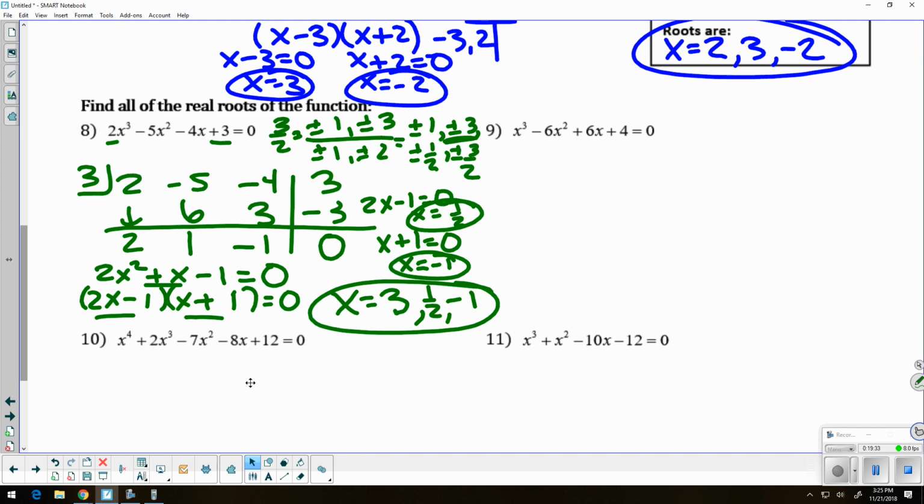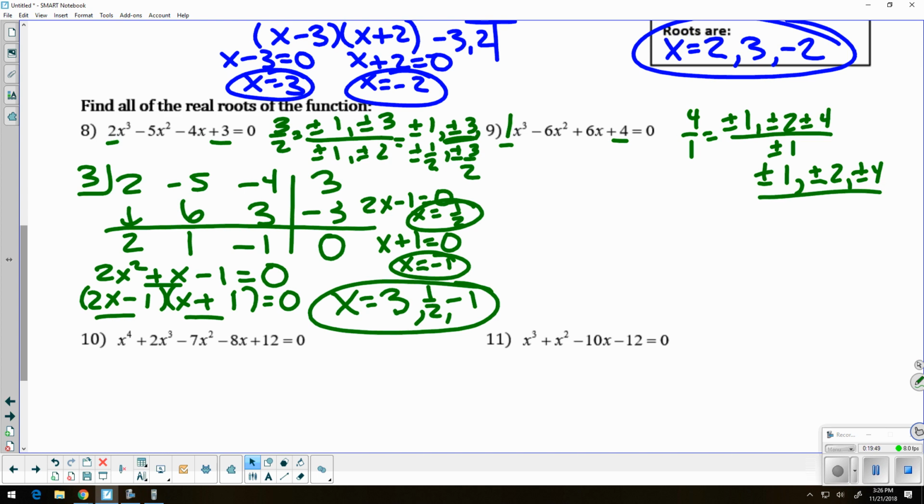So again, listing out the possibles to start. So P over Q, so that's 4 over 1. You have plus and minus 1, plus and minus 2, plus and minus 4. So possibles would be plus and minus 1, plus and minus 2, plus and minus 4. Okay, here's my possibles. Again, if you want to, you can pull it up in the calculator.